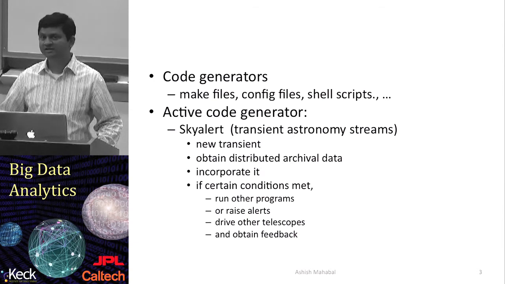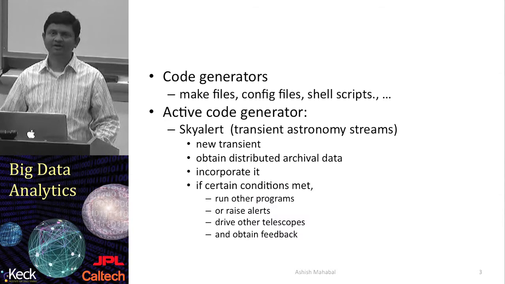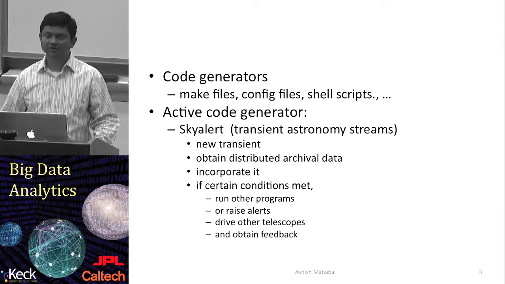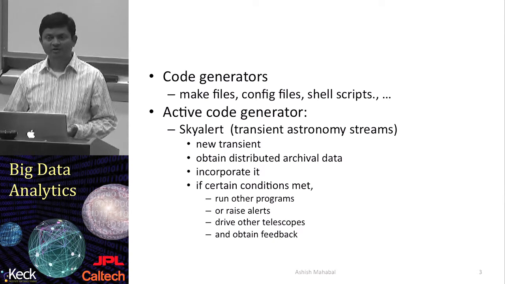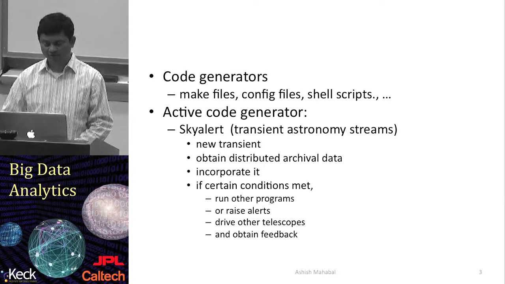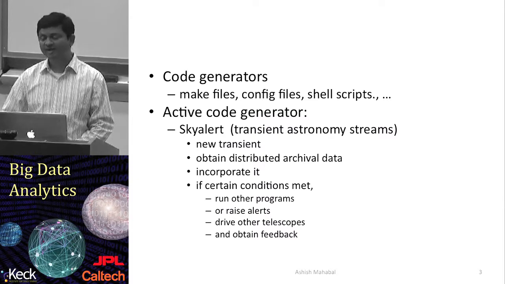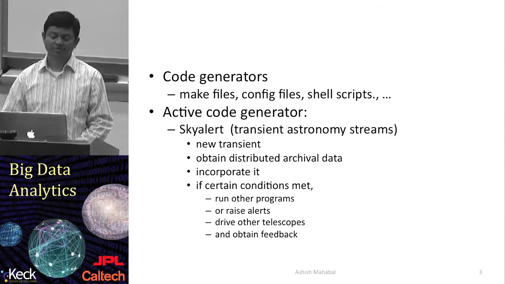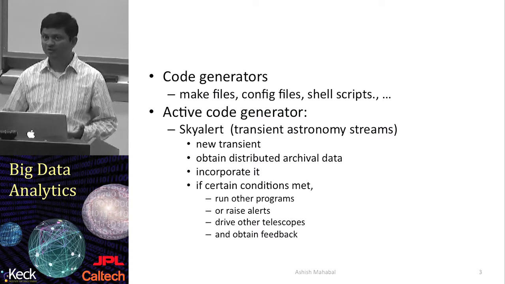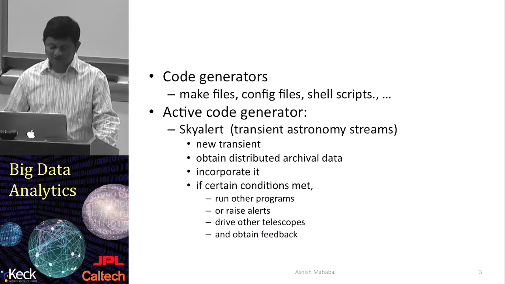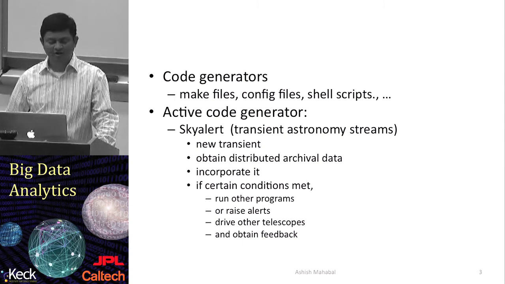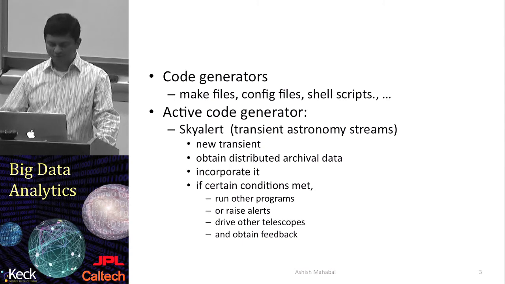And when a new transient is found, a transient is an object that changes in brightness, and we are interested in studying those. So when a new transient is found, the Sky Alert auto code generator, the active code generator, goes out and fetches data from various archives. And then it incorporates those data into the data that we have found for the new transient. And then if certain conditions are met, then it can do additional things like running some other programs or raising an alert, etc. So it becomes very handy being able to write such active code generators. And it's not difficult, so it's definitely something that you should try to make part of your portfolio.